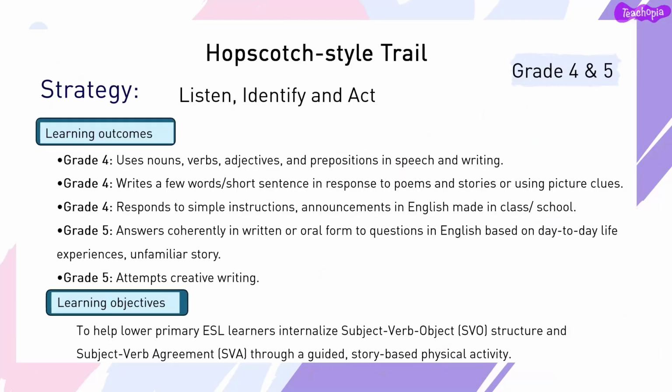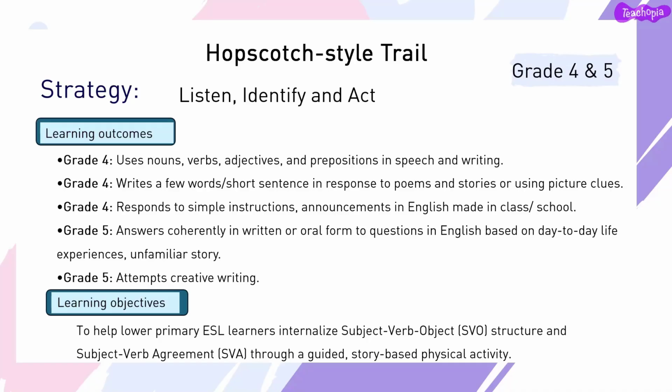Let's move on to the first activity for subject-verb agreement, that is the hopscotch style drill. It's for grade 4 and 5. The strategies are listen, identify, and act. Learning outcomes for grade 4: use nouns, verbs, adjectives, and prepositions in speech and writing. Writes a few words, short sentences in response to poems and stories or using picture clues. Responds to simple instructions, announcements in English made in class or school. For grade 5, answers coherently in written or oral form to questions in English based on day-to-day life experiences, unfamiliar story. Grade 5 attempts creative writing.